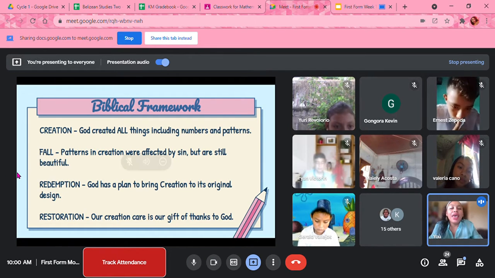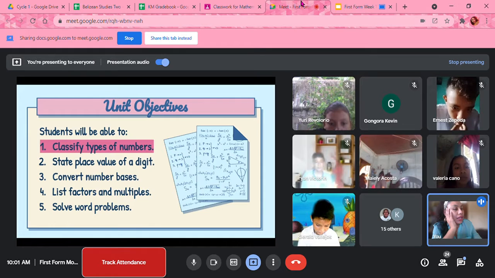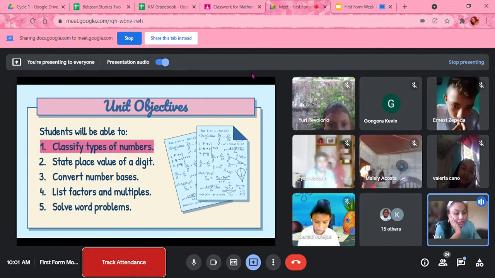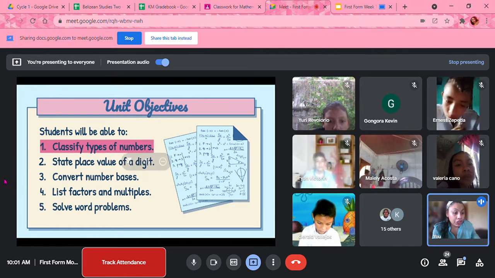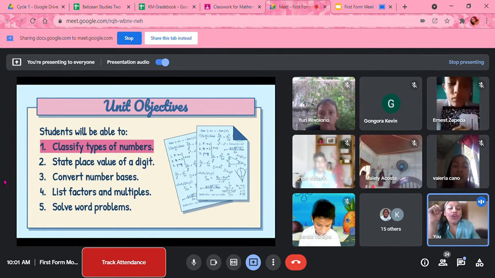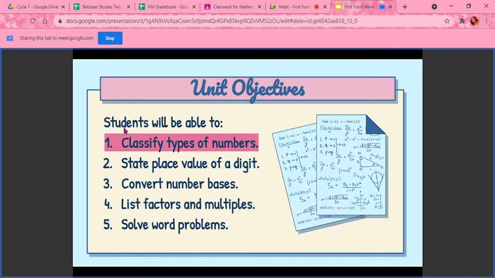Alright? Next week we're going to talk about restoration. So now we're going to continue. Last week we did classifying types of numbers, rational, irrational, and everything else, and we are no longer going to talk about those. Today we're moving on to something else. This week we are doing number 2 and number 3. State place values of a digit, and that's what we're doing today. And convert number bases, and that's what we will be doing for the rest of the week.